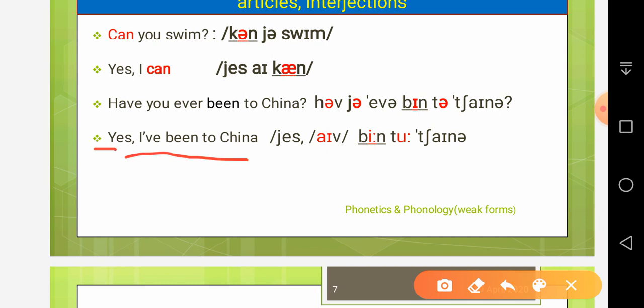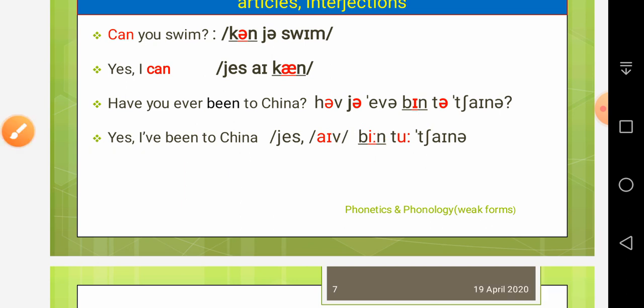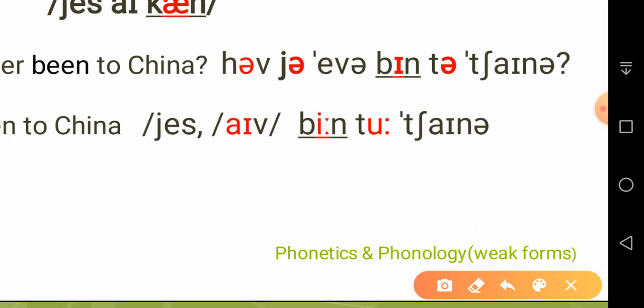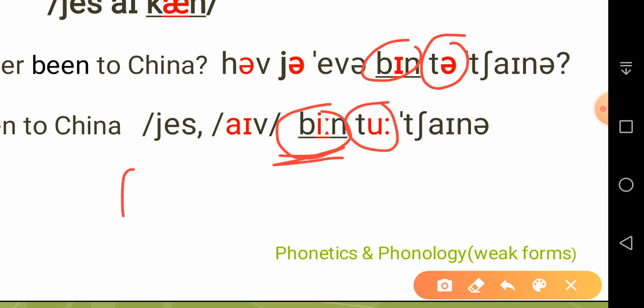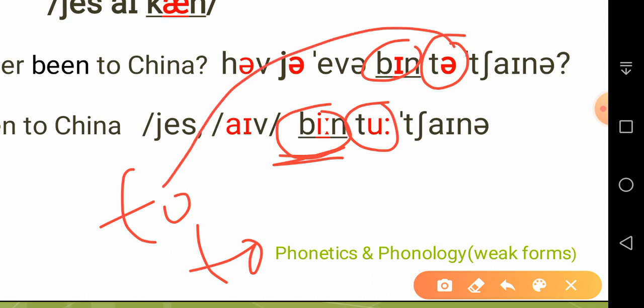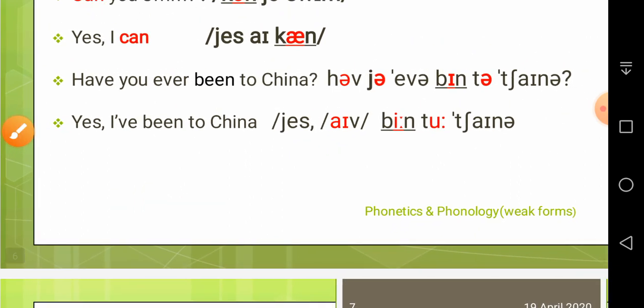Okay, now how I have made it strong. See, instead of saying "bin", here it is "been". This is "bin", now this is "been". Now it is being said forcefully. Here is "ta", now here is "to". So the word is the same, "ta" and "to". So this is the weak form, "ta", and in the strong form this is "to". And you are using it as a strong form. Yes, I have been to China.